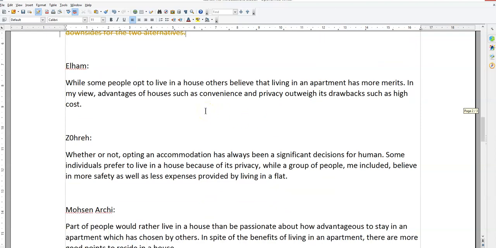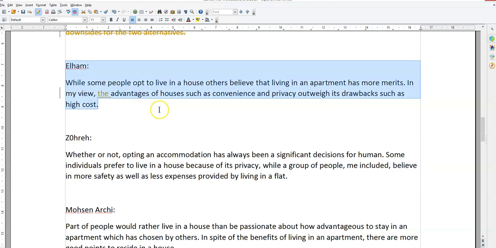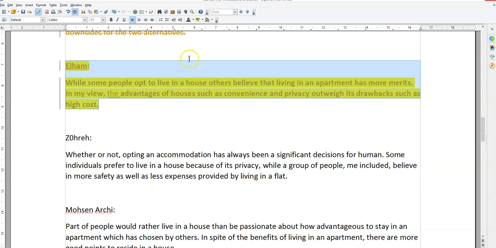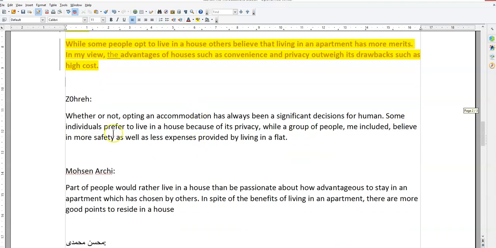Well, some people opt to live in a house, others believe that has more merits, in my view. Advantages, the advantages, put an article there. That's virtually the same as what I said, so I'll highlight that. That's pretty good. Pretty clear. I don't have to think what the reader means. The meaning is obvious. Whether or not, you don't need a comma.